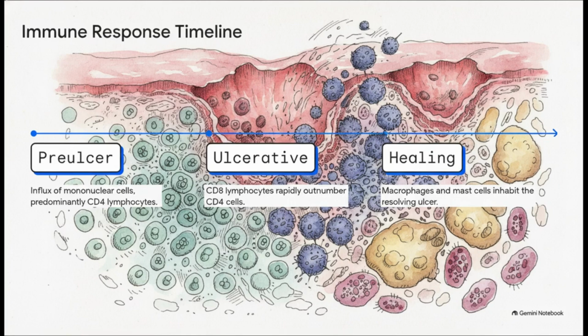But watch what happens as the lesion breaks down. Moving into the ulcerative stage, those CD4 cells are rapidly outnumbered by CD8 cytotoxic T lymphocytes. This CD4 to CD8 shift, it's the hallmark of the active ulcer. Board examiners absolutely love asking about this because it proves that the tissue destruction is actively being driven by cytotoxic T cells. Finally, in the healing stage, macrophages and mast cells move in to just clean up all the cellular debris and resolve the tissue.